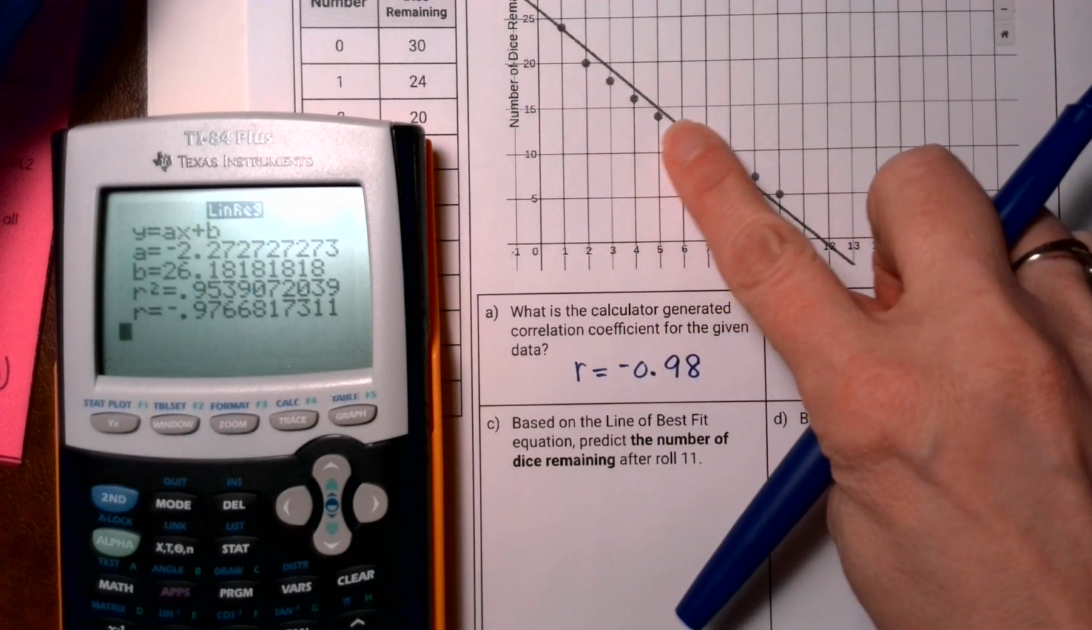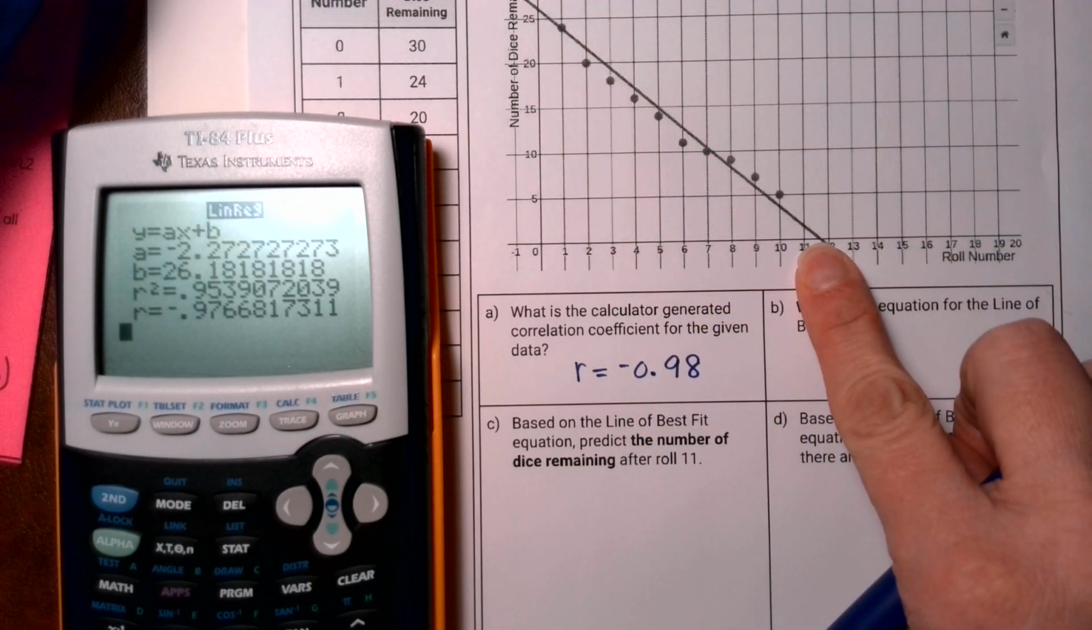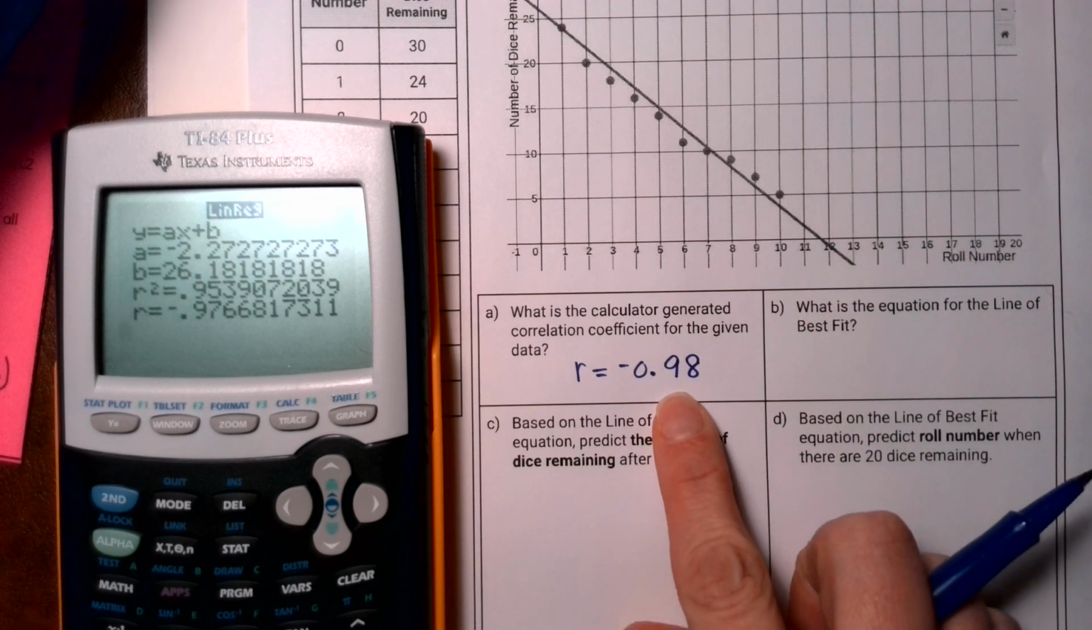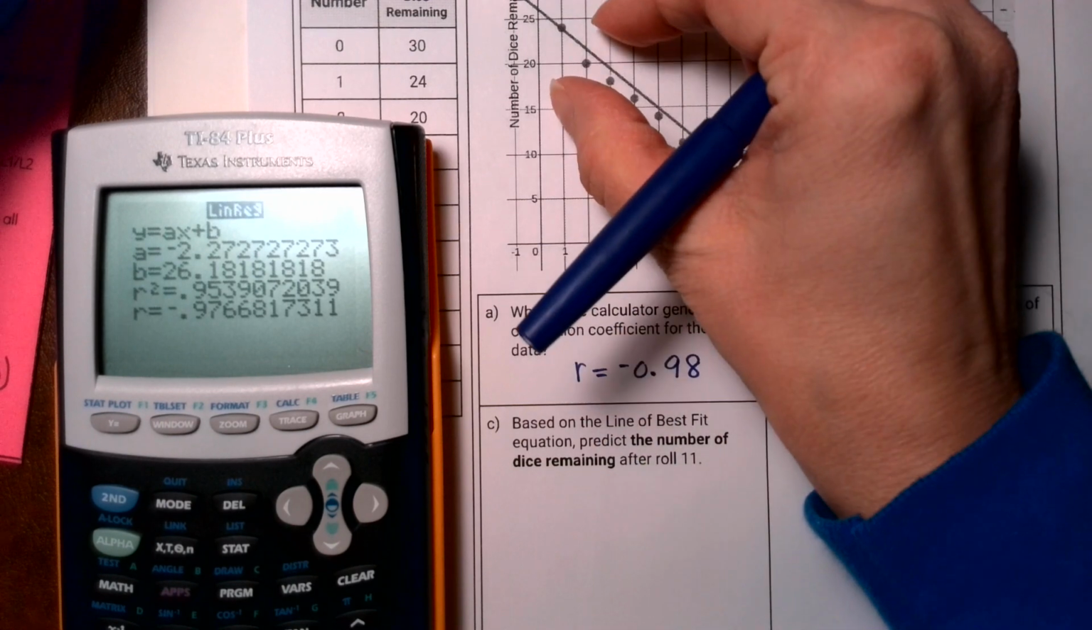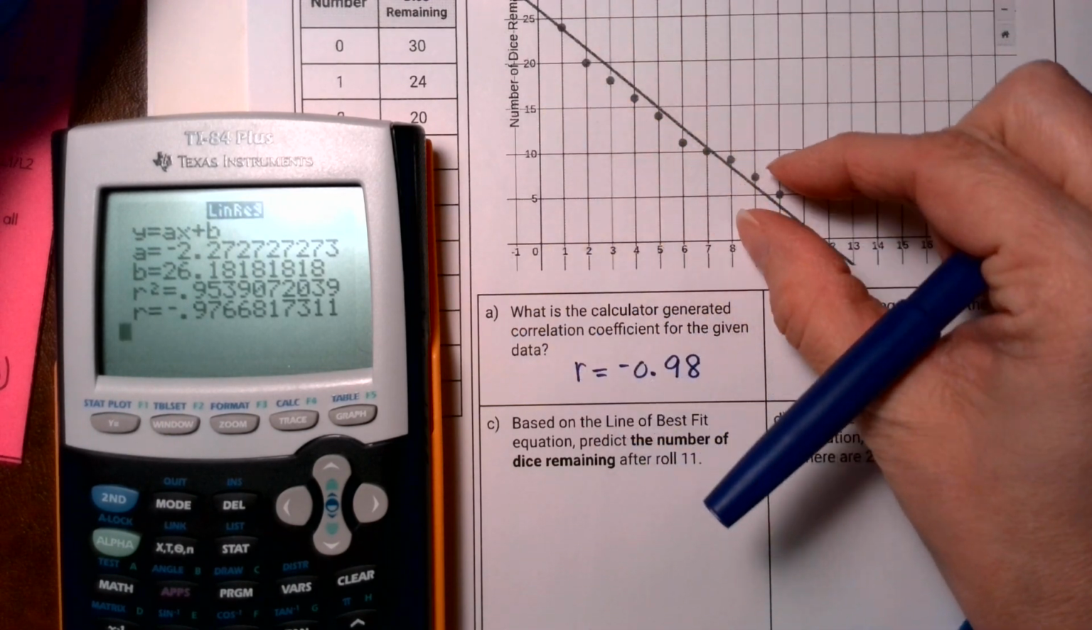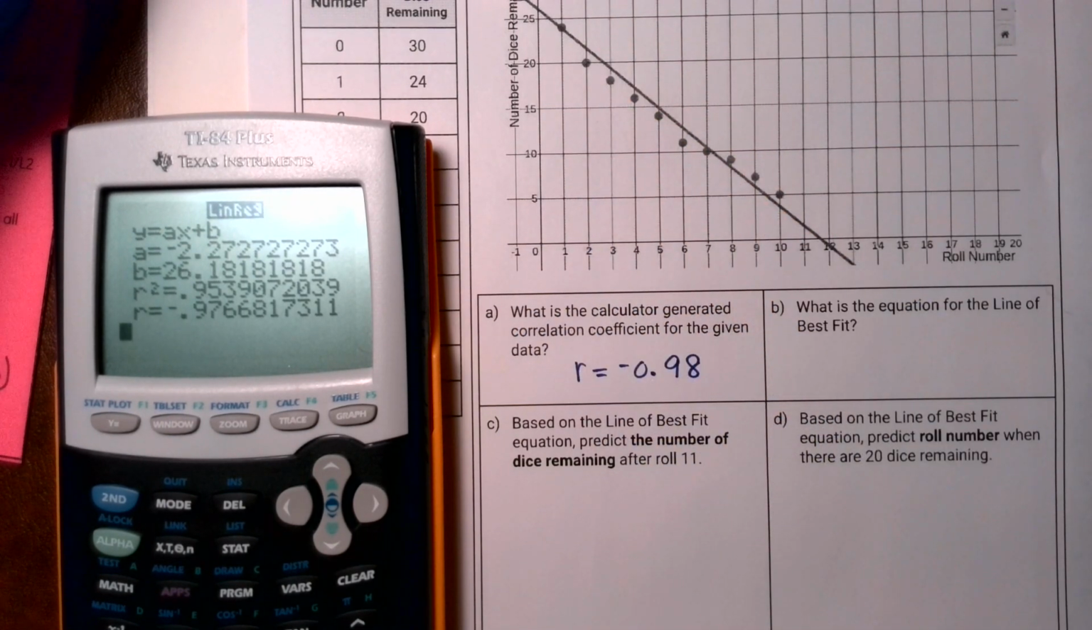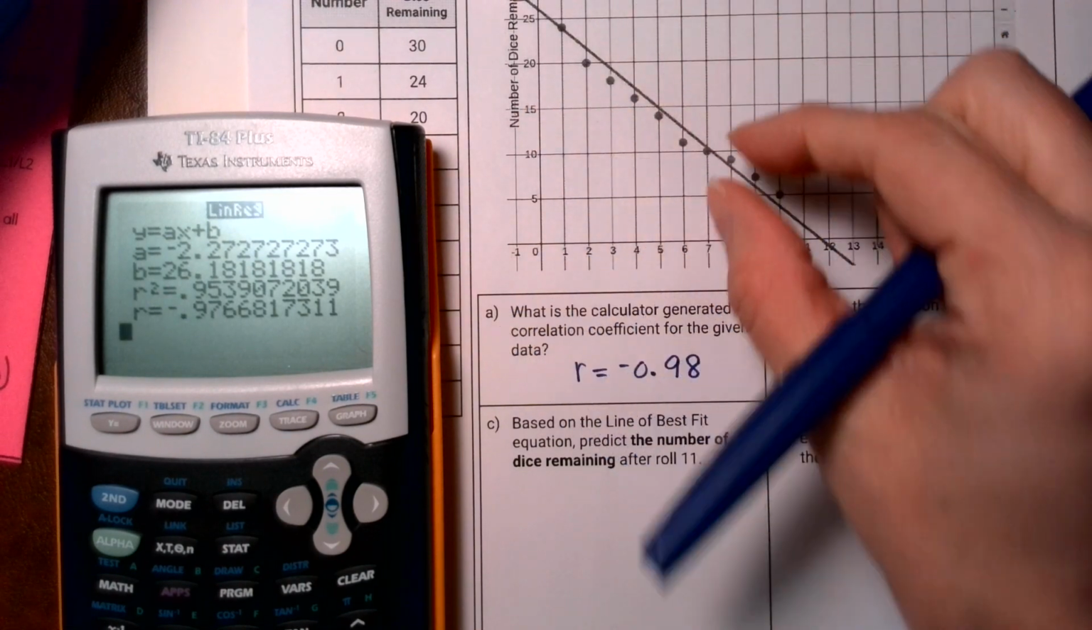I agree, the data is negative, going downhill. And this is pretty strong. Is the data pretty narrow and really close to the line? Yes, it is. This is really nice, strong data.